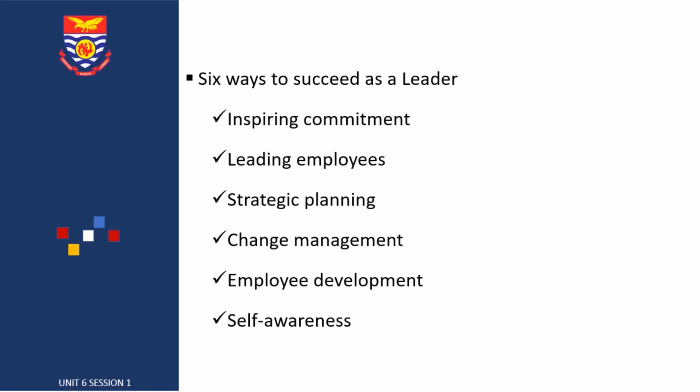6 ways to succeed as a leader include inspiring commitment, leading employees, strategic planning, change management, employee development, and self-awareness. So as a successful leader, you should be able to be committed to the organization and to your subordinates or people that you are supervising. You should be able to influence and lead people to achieve a particular goal. You should be a visionary leader. You should be strategic in your planning. So you know what the need is. Then you plan towards the need.